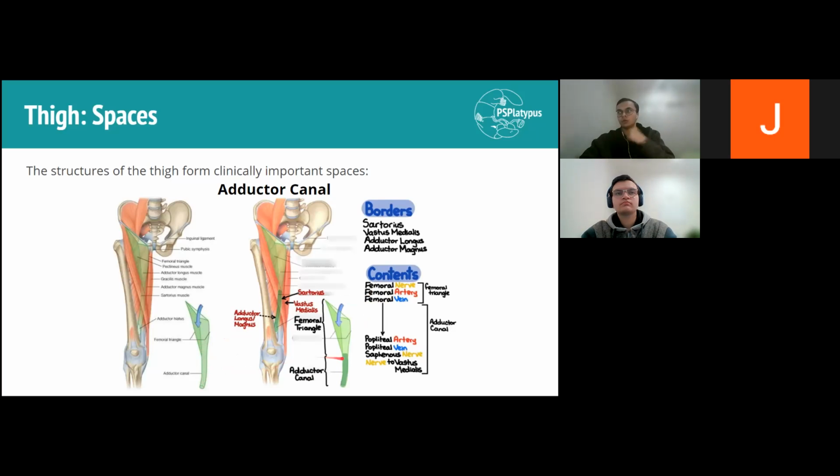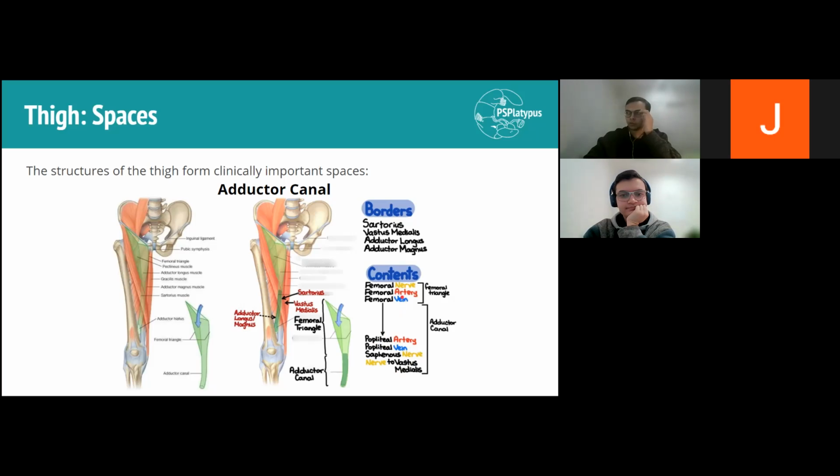So instead of being femoral nerve, femoral artery, and femoral vein, they're now going to be called the popliteal artery and popliteal vein. And the nerve is also changed now because it's a different nerve altogether, called the saphenous nerve, as well as the nerve to vastus medialis. Not very important to know, but just know that the popliteal artery and vein are the new names for the artery and vein that started off as the femoral artery and vein.